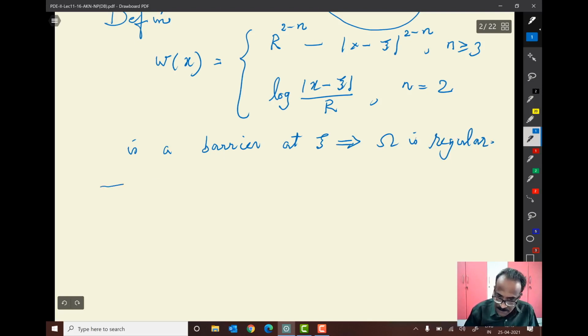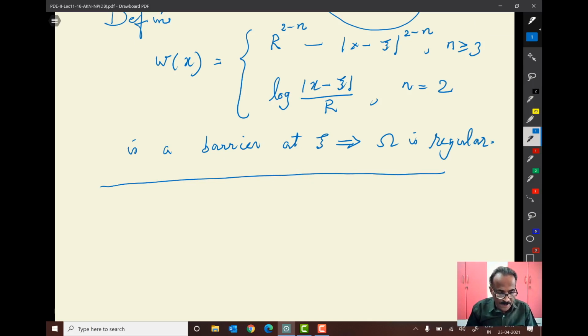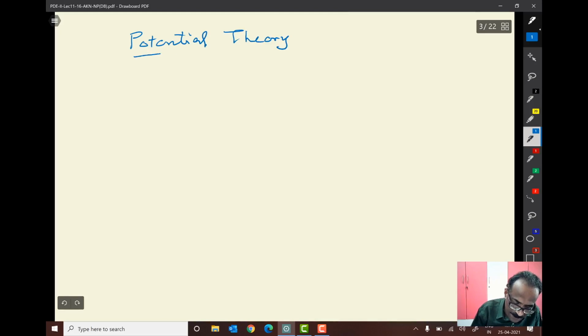All right. So with these two conditions, I will move on to my next topic, the Newtonian potential. Maybe we'll start with a new page. So we will go to potential theory now. Okay, so we'll go a little bit slowly. Let me give you a brief idea about what we are going to do.